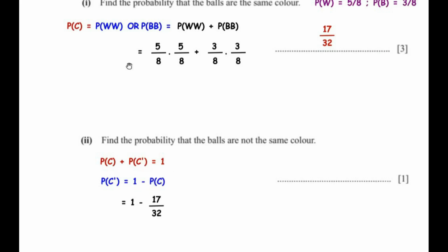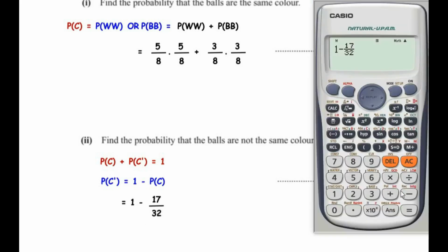And we have already got the P of C value, that is 17 over 32. So here we have written 1 minus 17 over 32. So let us see what value this gives us. This is going to give us the value as 15 over 32.